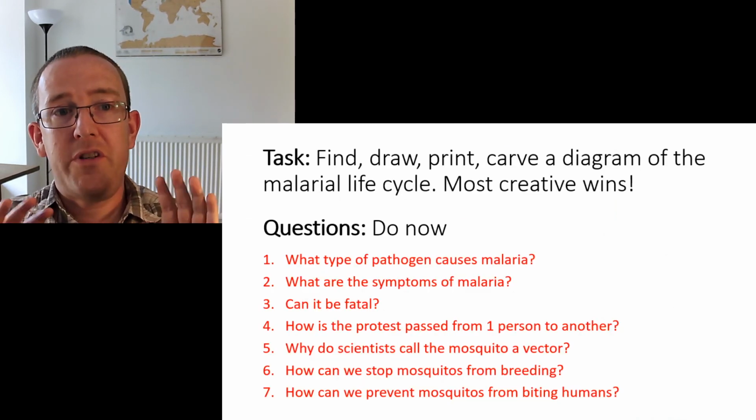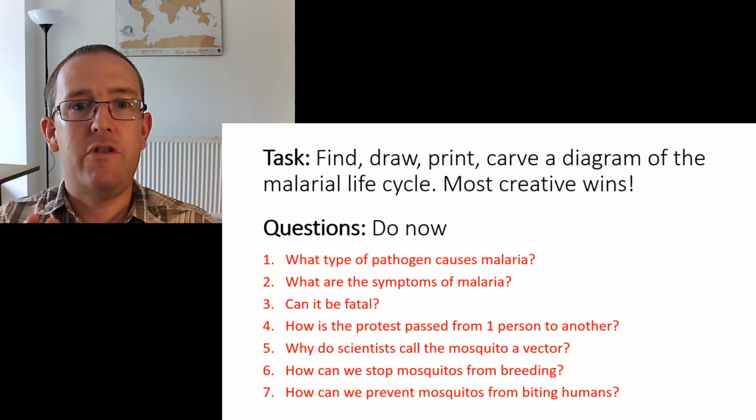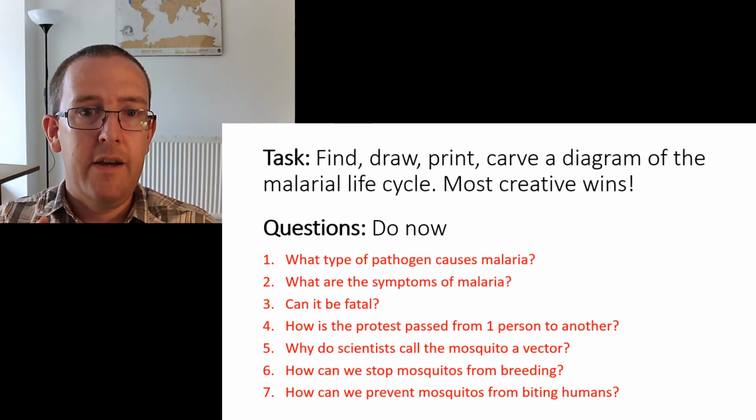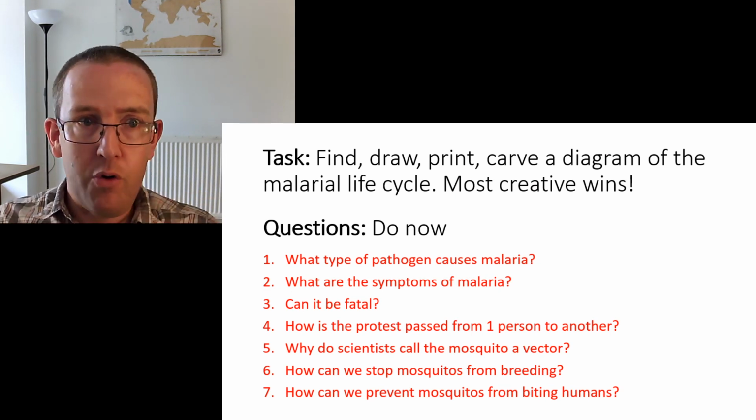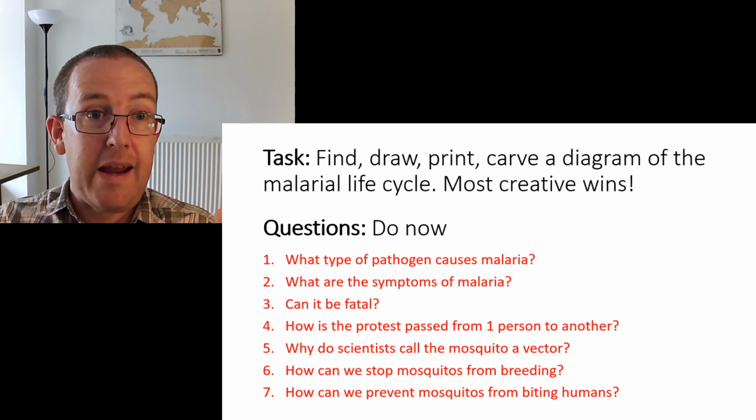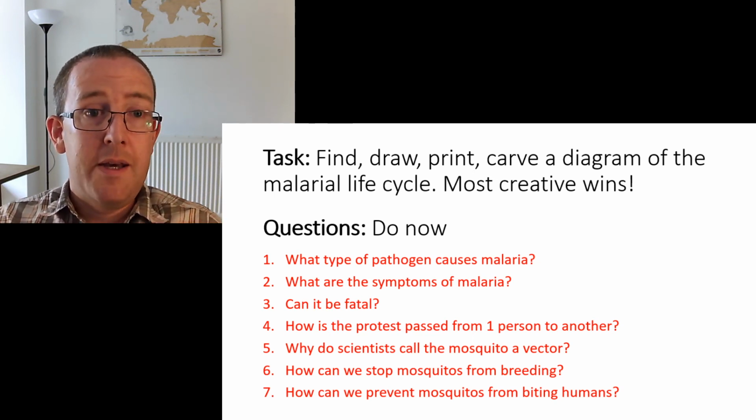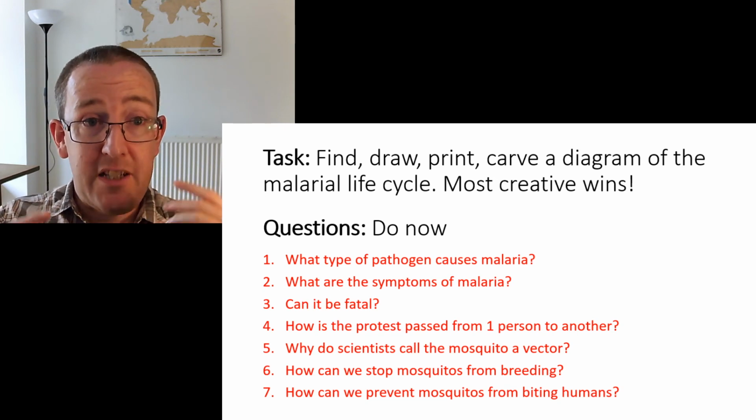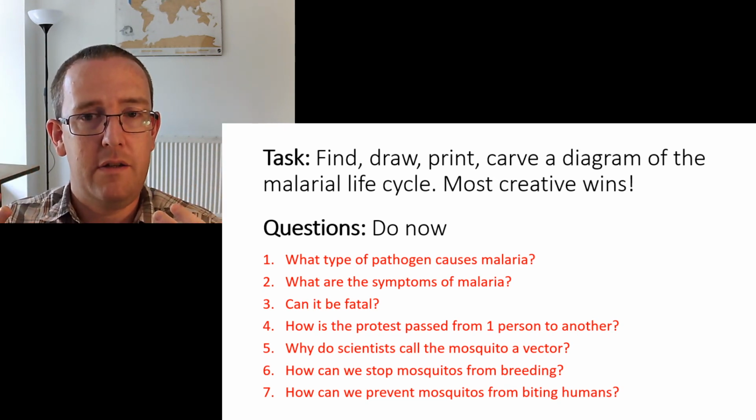I'm not going to present you any more new ideas, but what I want you to do now, and this should take a little bit of time, okay, is to find, draw, print, carve, balloon model, bake, whatever, a diagram of the malarial life cycle. Make it creative, make it interesting, so it gets into your head. So you've had to think about this process, okay?